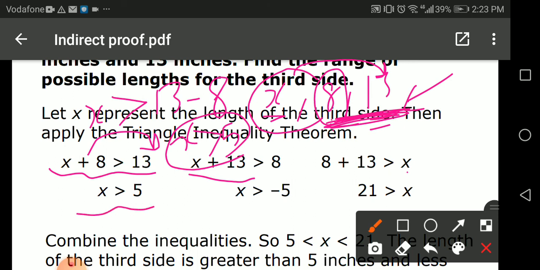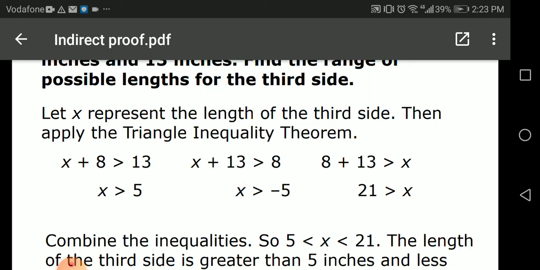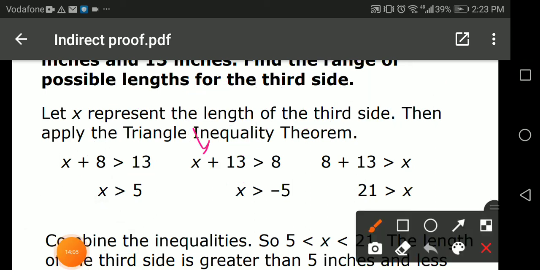What about the second combination, x plus 13 greater than 8? The positive 13 goes to the other side as negative. 8 minus 13 gives me negative 5. And for this one, 13 plus 8 gives me 21, so 21 is greater than x.